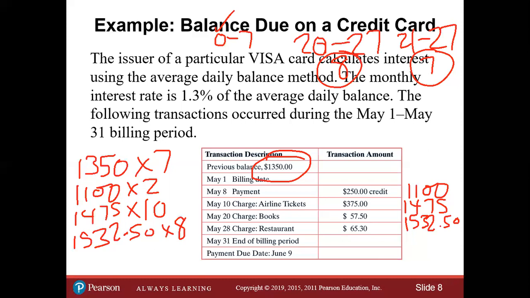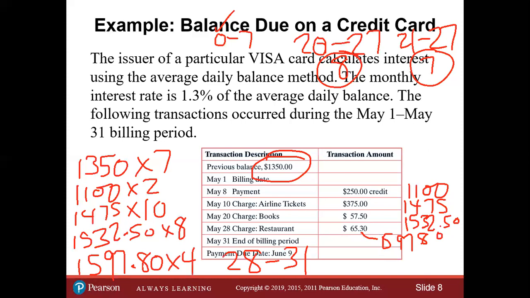Okay, so then on the 28th, there is a charge for $65.30, which brings the total up to $1,597.80, and that $1,597.80 goes from the 28th to the 31st. So 28 to 31, which is 4 days.